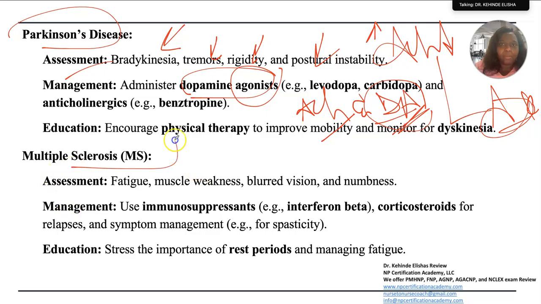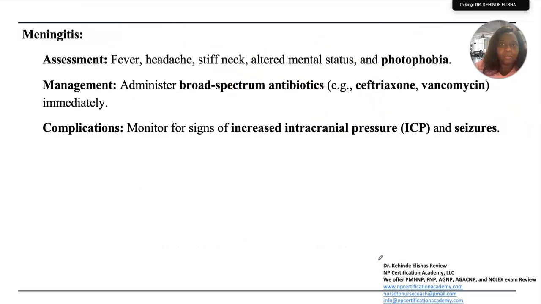Now, what about multiple sclerosis? Assessment: fatigue, muscle weakness, blurred vision, numbness, right? So how do we manage somebody with multiple sclerosis? You want to use immunosuppressants like interferon beta, corticosteroids for relapses, and symptom management for spasticity. How do we educate somebody with multiple sclerosis? Stress the importance that they got to rest up. And of course, they got to manage fatigue as well, because they tend to want to try to do everything. Then, of course, the flare starts all over again.